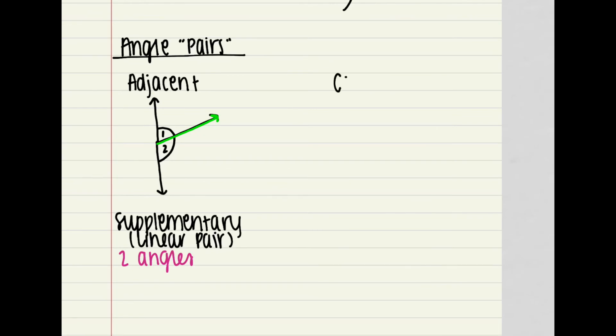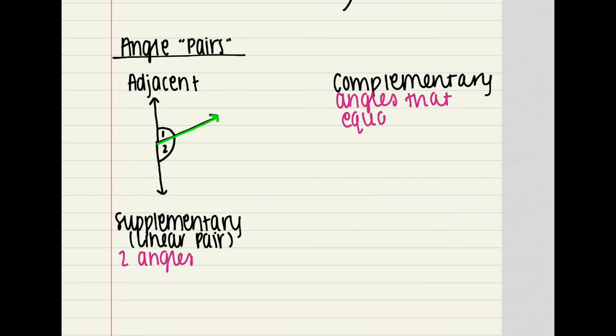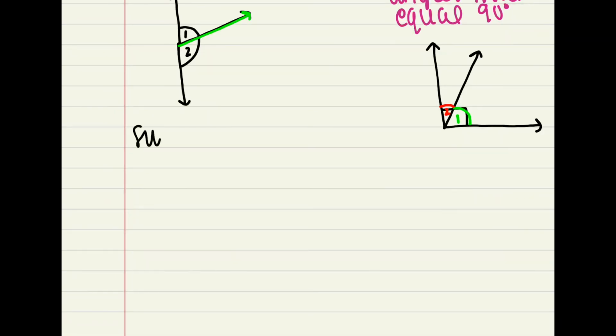The next one we have is complementary. These are angles that equal 90 degrees. So I'm going to draw a right angle here. And it can be split into 2, 3, 4 parts. I'm just going to split it in 2 for right now. I'm saying this bottom is angle 1. This top one is angle 2. Together they're complementary because they form that right angle. They equal 90 degrees.